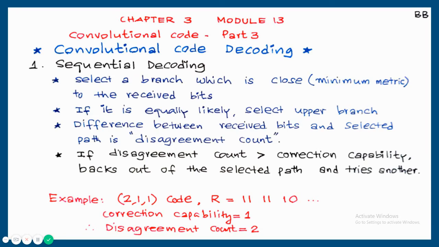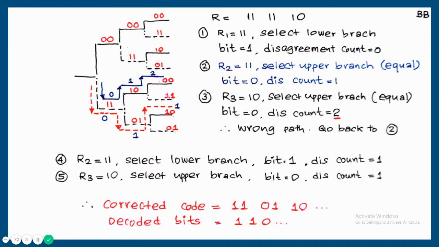For a 2,1,1 code, the received bits are 1, 1, 1, 1, 1, 0, etc. The correction capability of this system is 1 bit. So we will decide the disagreement count is equal to 2. Whenever we get a disagreement count equal to 2, we should decide we are moving in a wrong path. So back to the previous junction, select another path. This can continue like this.